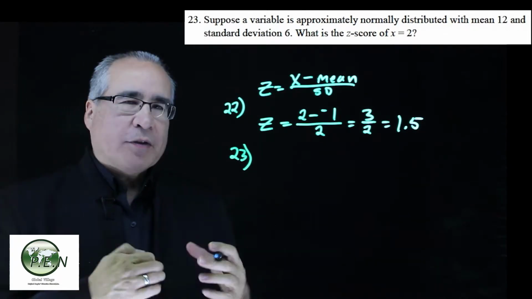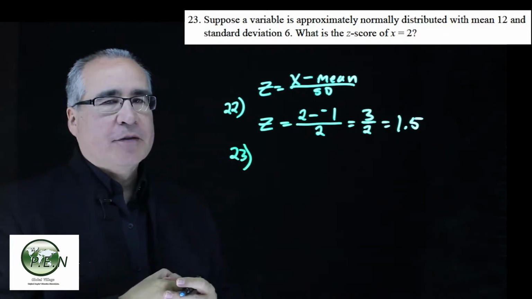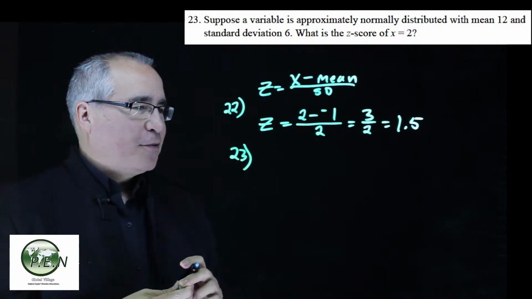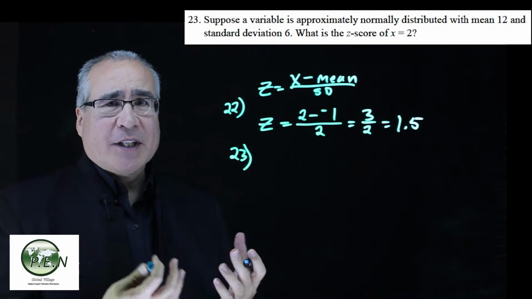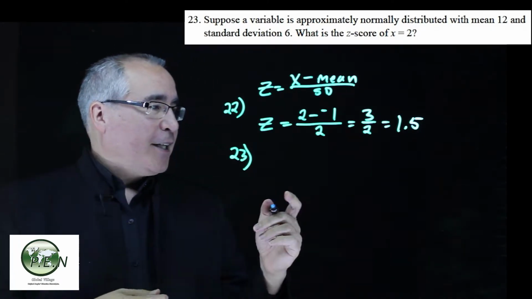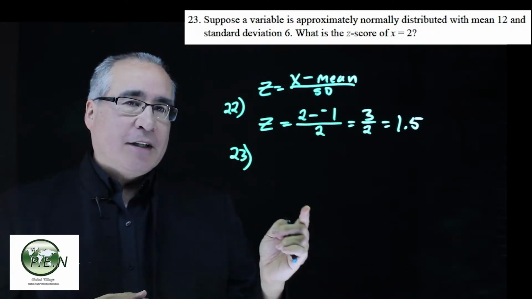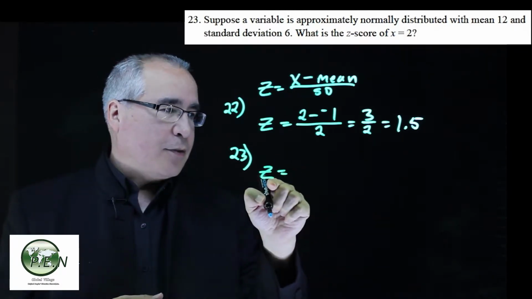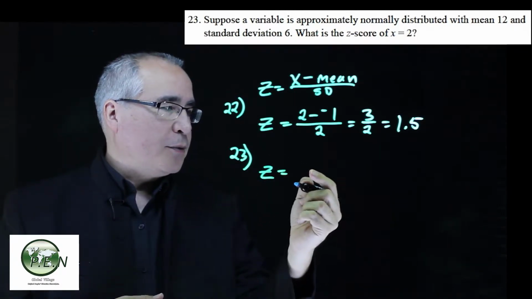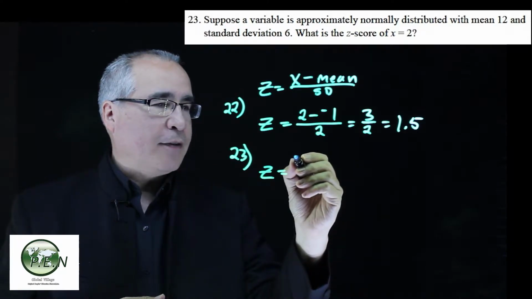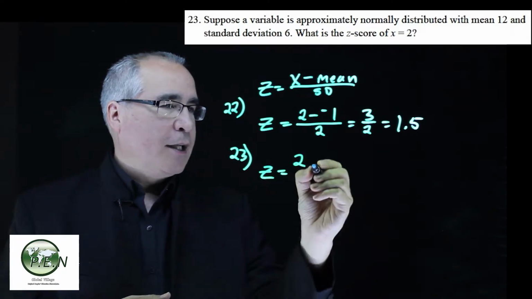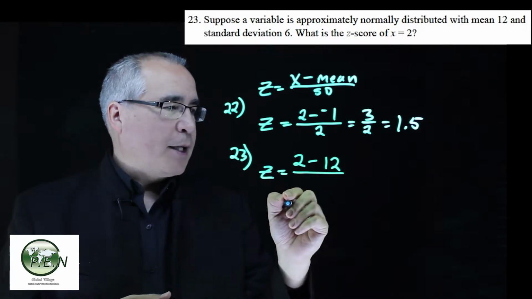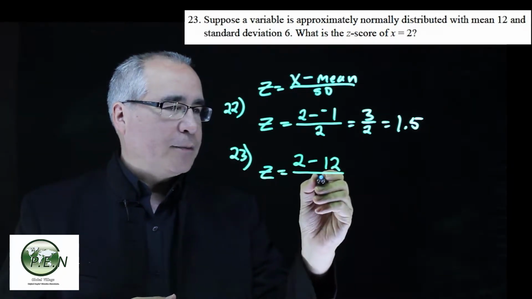So suppose it's approximately normally distributed. So we're going to approximately use these formulas. We either use them or we don't. We can't halfway use them. So we've got a mean of 12, a standard deviation of 6. And we're looking for the z-score of a score of 2. So we put the x value in first, which is 2. We subtract off the mean, which is 12, and we divide by the standard deviation of 6.